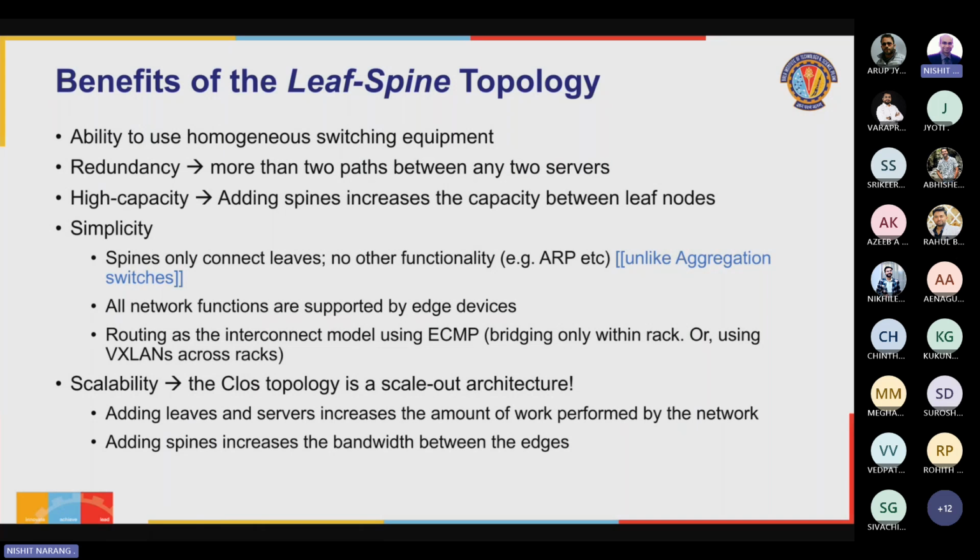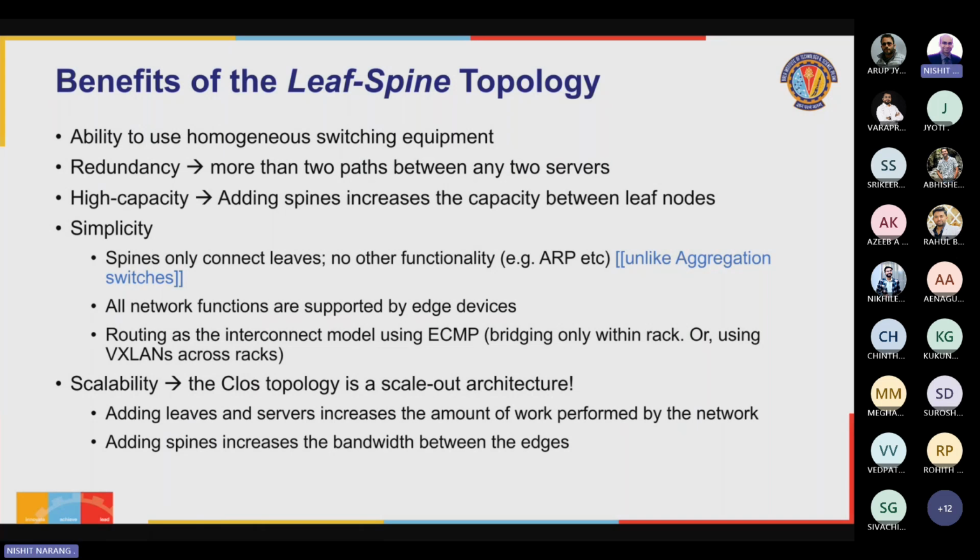It's also simple because the functionality is distributed across all nodes in the network. There is nothing special about the spine switches compared to the leaf switches. All network functions are supported by all network nodes in this data center network. It's unlike the access-aggregation-core architecture, where aggregation switches had a larger role to play. This also comes from the fact that the data center network following the leaf-spine topology is built with routing as the interconnect model, so that layer 3 networking is what drives the modern data center network.